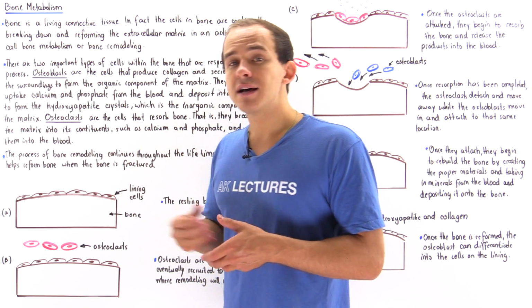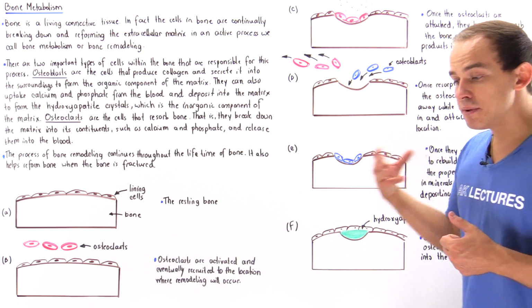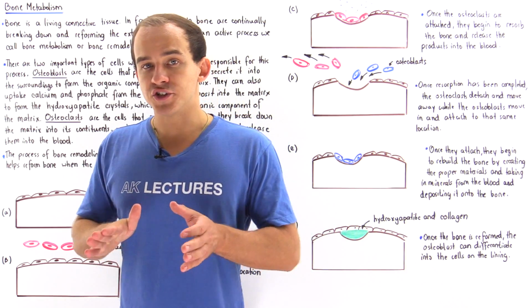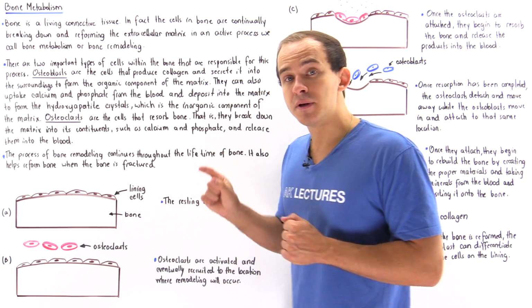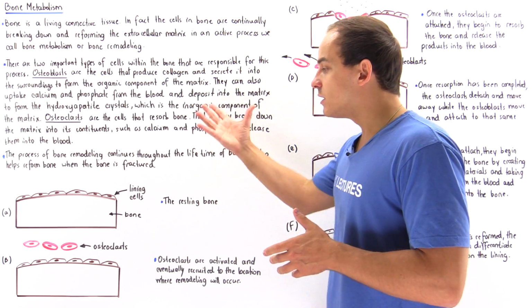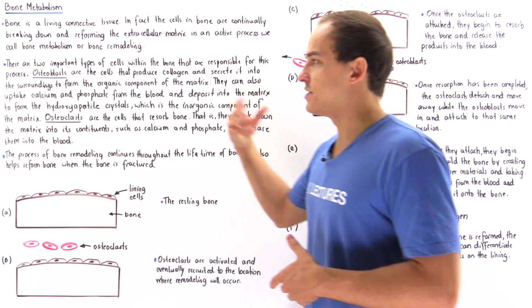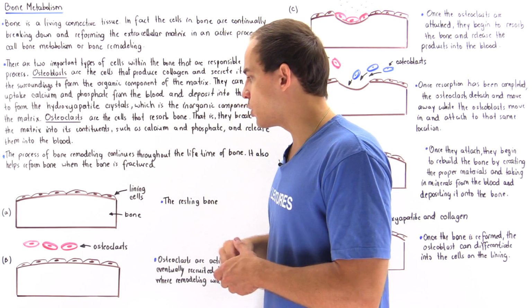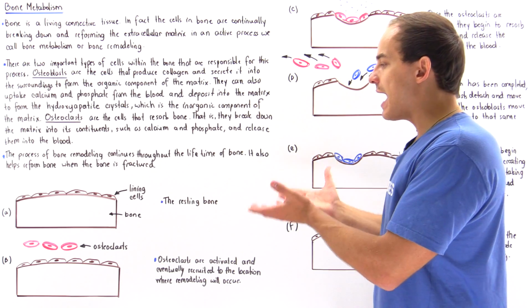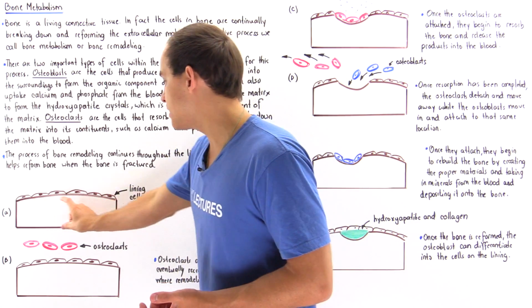Now, this process of bone remodeling, so breaking down our bone and rebuilding our bone, takes place during the lifetime of the organism, and it also helps us rebuild our bones when we fracture those bones. So let's discuss the different steps involved in this bone metabolism, bone remodeling process. Let's begin with step A. In step A, we basically have our resting bone. We have the matrix of the bone as shown, so this is our bone.